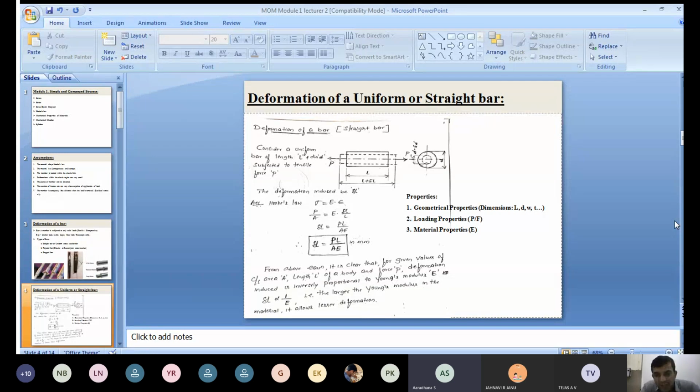Next, the last parameter is E. What is E? Young's modulus. What is the unit of Young's modulus? Newton per mm square. Right. From now onwards, all the geometrical properties, the dimensions, are expressed in millimeter only, not in meter. Okay? Loading is in Newton. So Young's modulus is a material property.